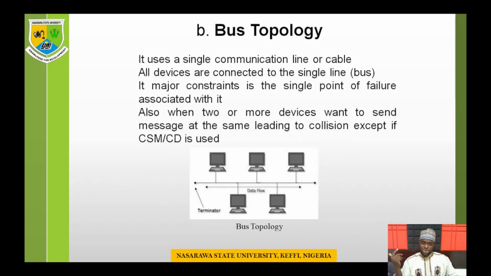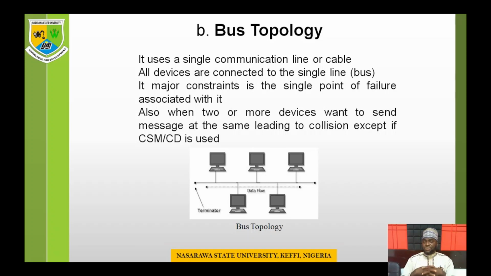Then you have the bus topology. The major attribute of a bus topology is that you have a common communication medium. So all the computing devices are connected to the shared communications medium. One of the major drawbacks of this type of topology is if there is any problem with the line, with the communication medium, the network will be down completely. Also, when two or more devices want to send a message at the same time, it might lead to collisions.